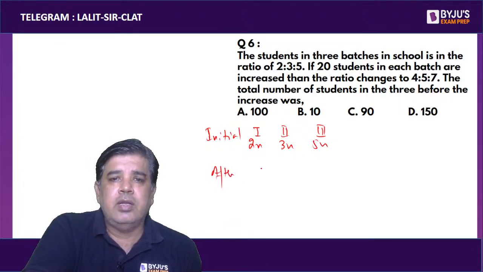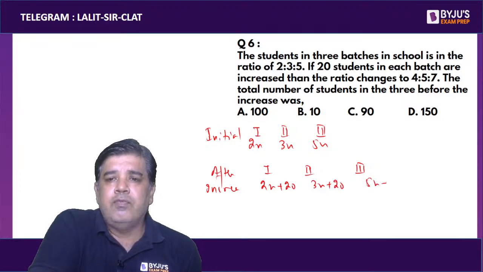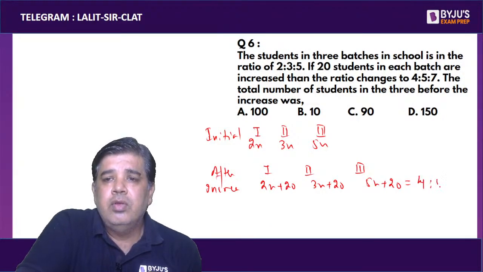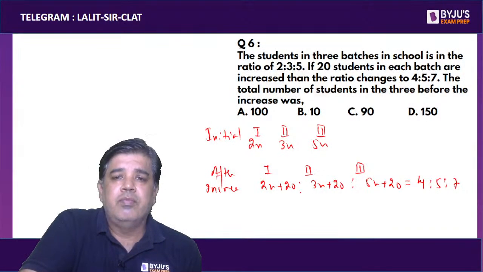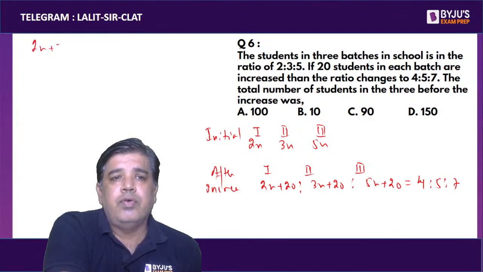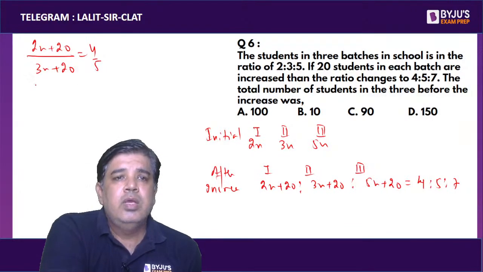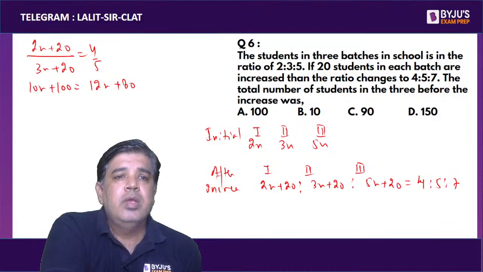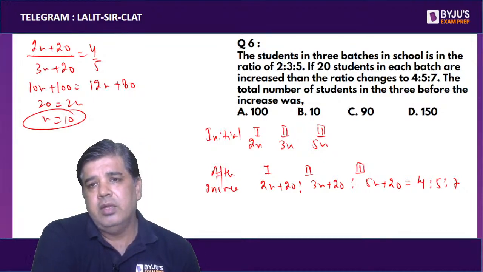And after increase, first, second and third will become 2x plus 20, 3x plus 20, 5x plus 20, and the ratio after increment is 4:5:7. So can we say that the ratio of first two, 2x plus 20 and 3x plus 20, is 4 by 5. So 10x plus 100 is equal to 12x plus 80. So 20 is equal to 2x, x is 10, right?